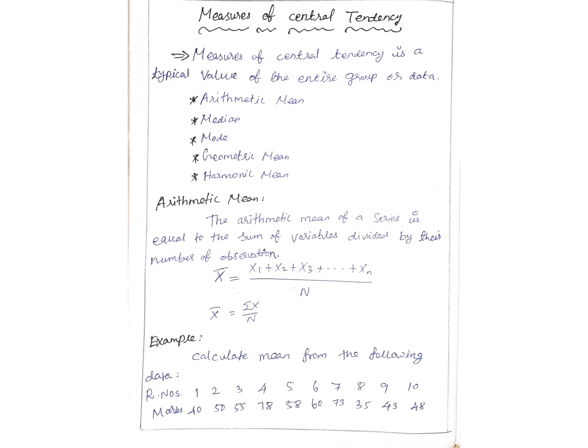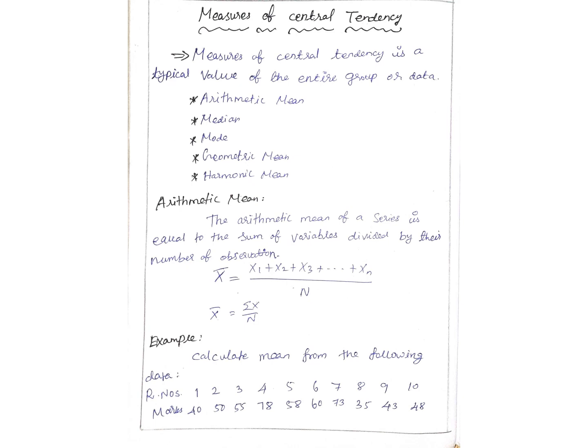Arithmetic mean: for a series, it is equal to the sum of variables divided by the number of observations. The formula for arithmetic mean is x bar equal to x1 plus x2 plus x3 plus etc. plus xn, divided by the total number of observations, which is denoted as capital N. That is, x bar is equal to sum of x divided by n.